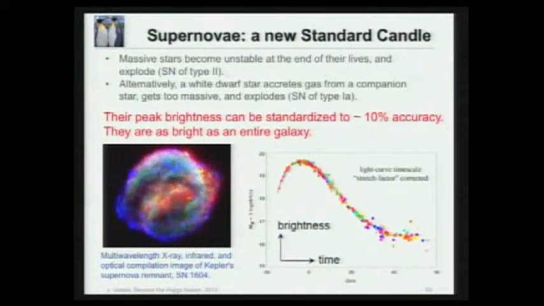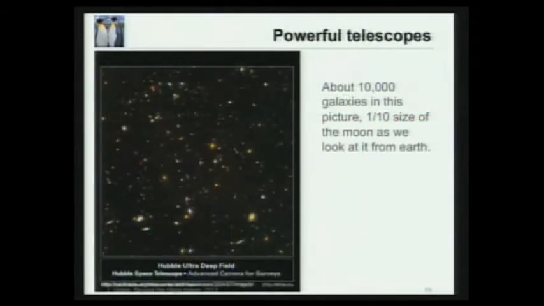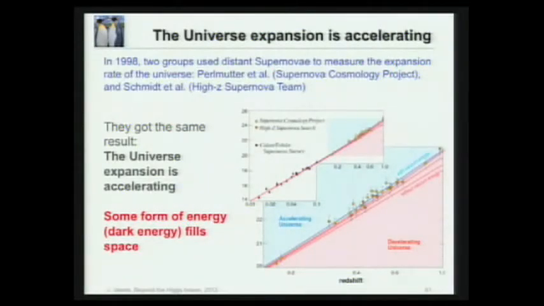So now we have this other phenomenon that you have already seen. People started looking at supernovae, a new candle that allows measurement of distance with precision, but very far away. The peak brightness of the supernova is standardized with 10% accuracy, so you can do very precise measurements. And then you have instruments that allow you to measure millions of galaxies and look for supernovae, with powerful instruments and computers. This is a picture from Hubble. Here you have 10,000 galaxies, and this corresponds to 1/10 the size of the Moon. So this corresponds to a tiny fraction of the angular space. And this is the measurement that was already presented by Seth.